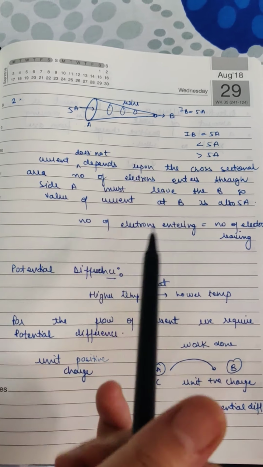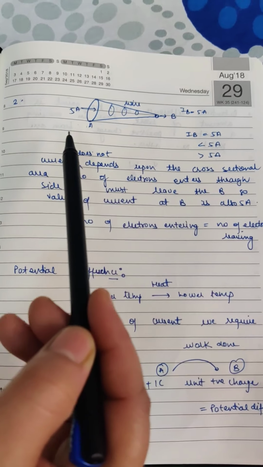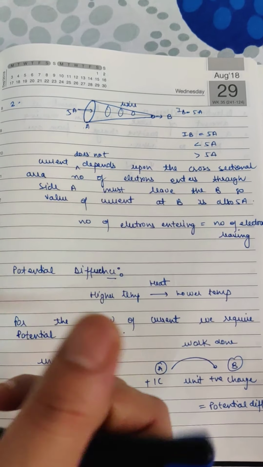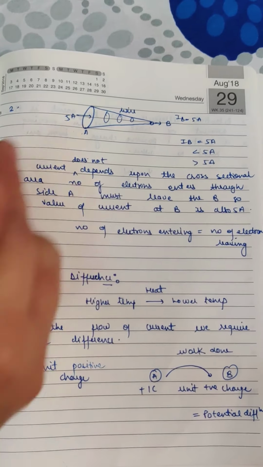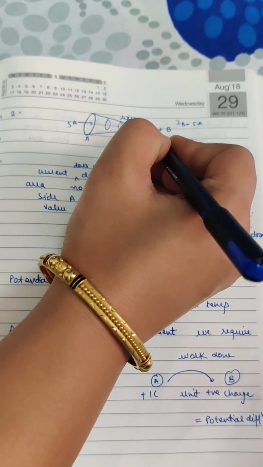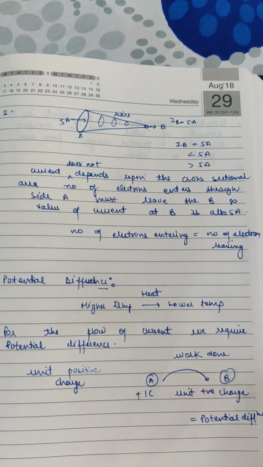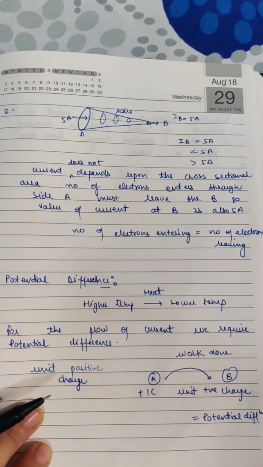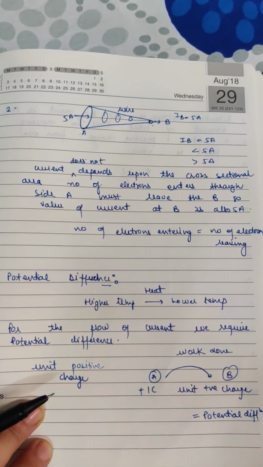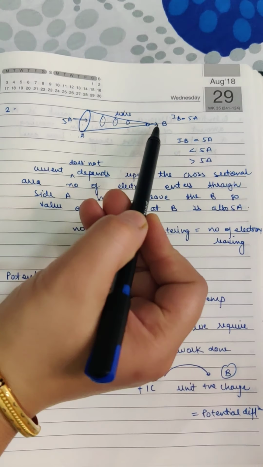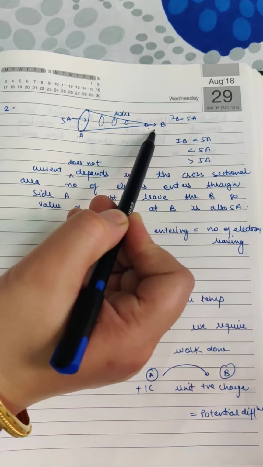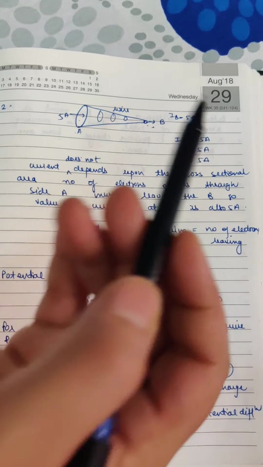So just remember, current quantity doesn't depend upon the cross sectional area. That means the number of electrons which enter through this end, the same amount of electrons must exit from the other end. That means the number of electrons entering must be equal to the number of electrons leaving. So you can say that the amount of current which flows through this end is also equal to 5 ampere.